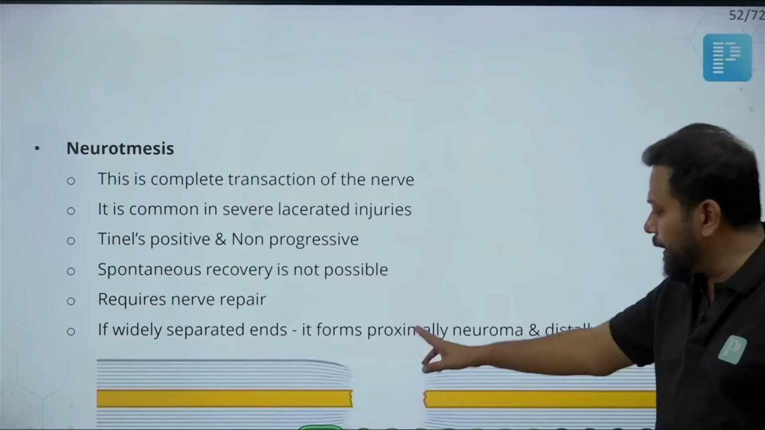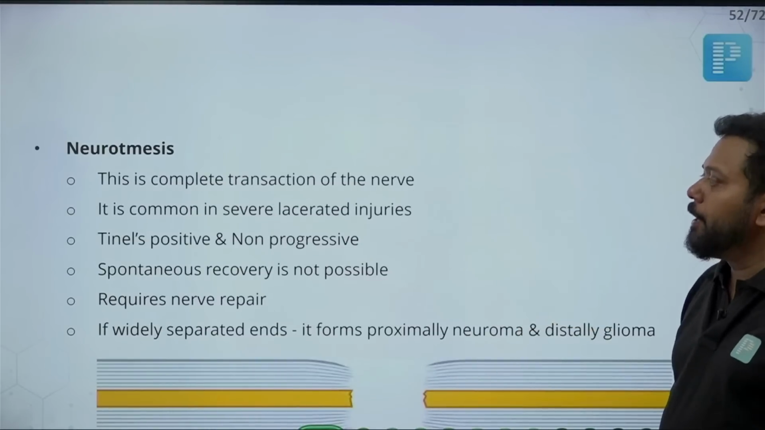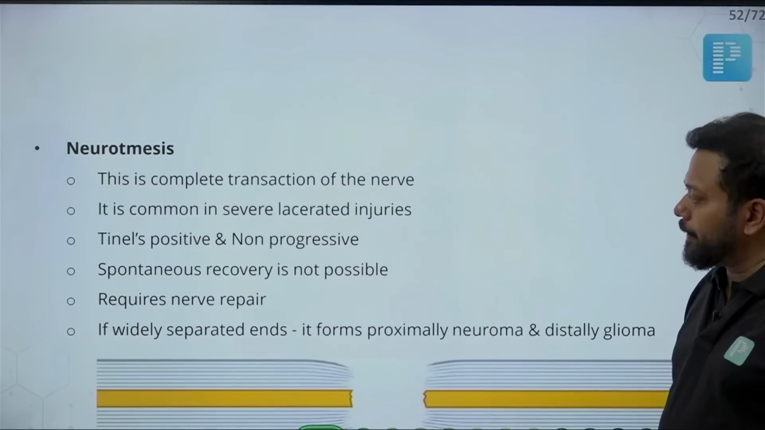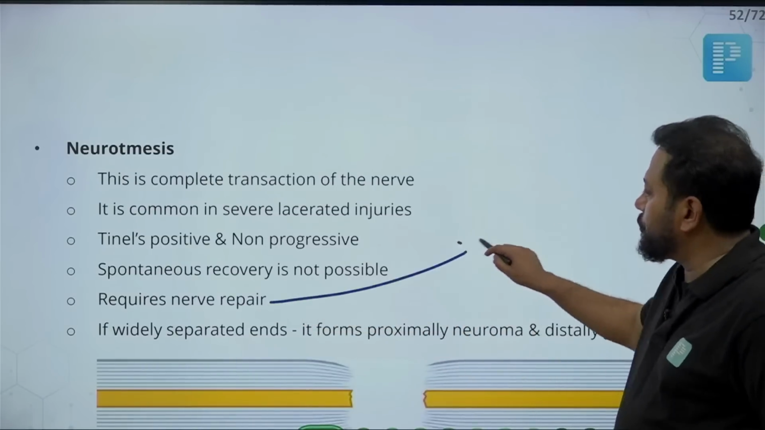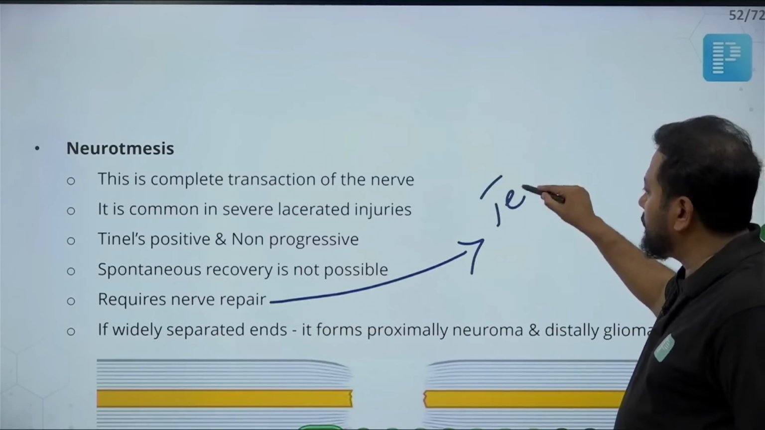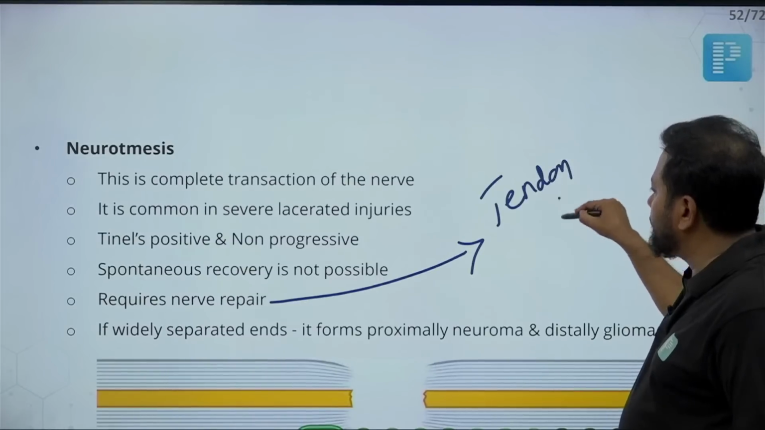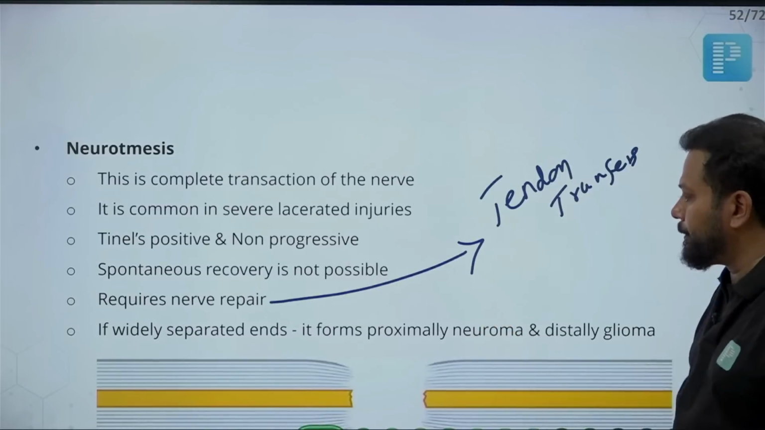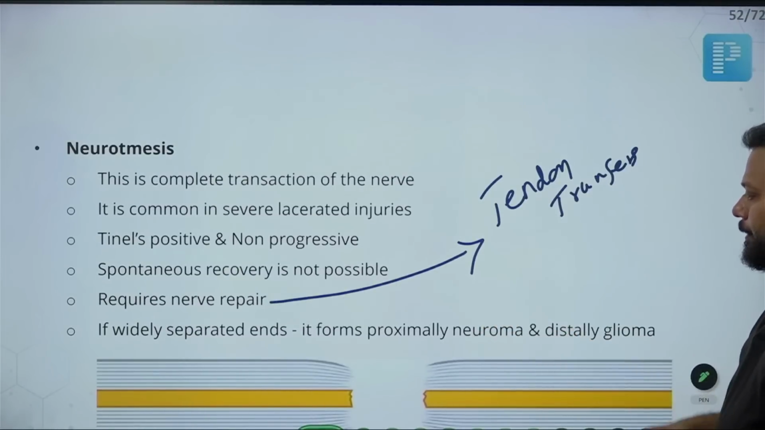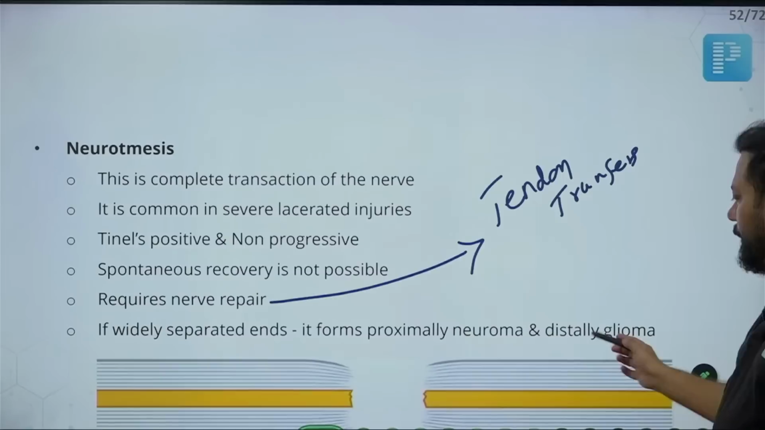Neurotmesis, the worst thing in Seddon's classification. This is complete transection of the nerve, a total cut of the nerve. It is commonly seen in severe lacerated injuries. Tinel sign positive, non-progressive. Spontaneous recovery is not possible. It requires nerve repair, and many times even nerve repair won't give recovery. So this needs tendon transfer, most of the time. Usually the ends are widely separated. If widely separated, it forms a neuroma proximally and a glioma distally.